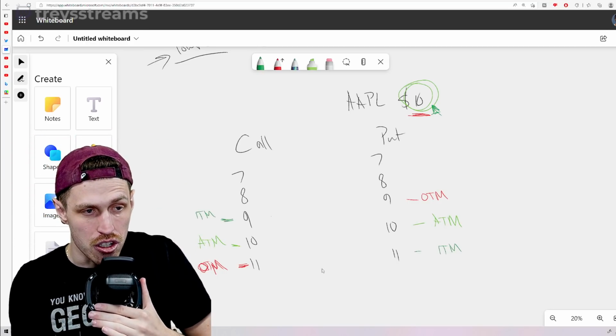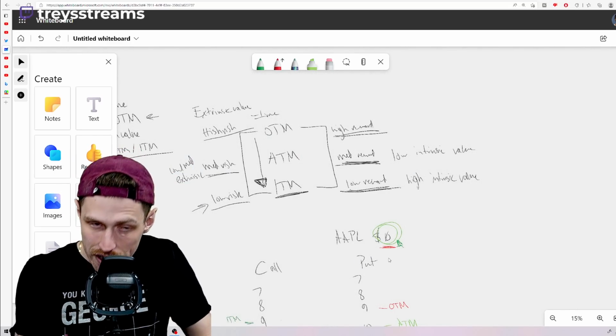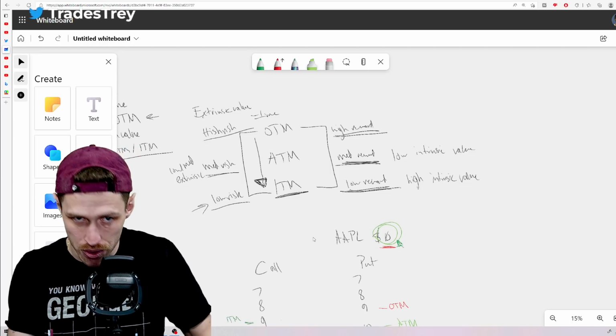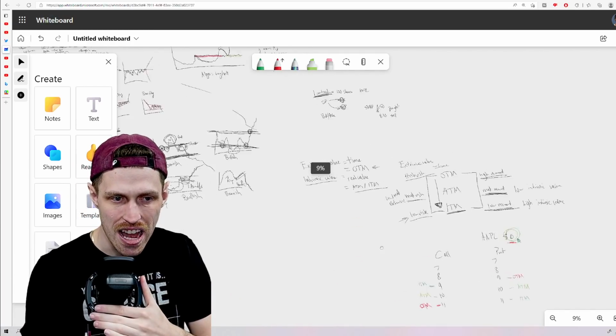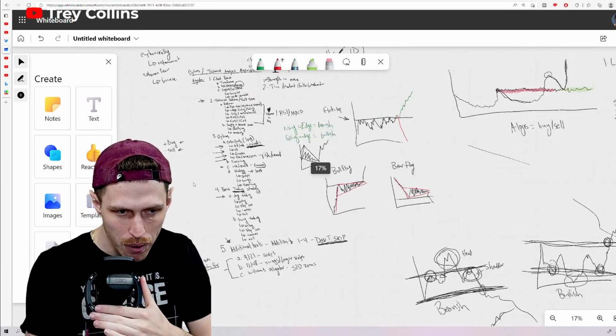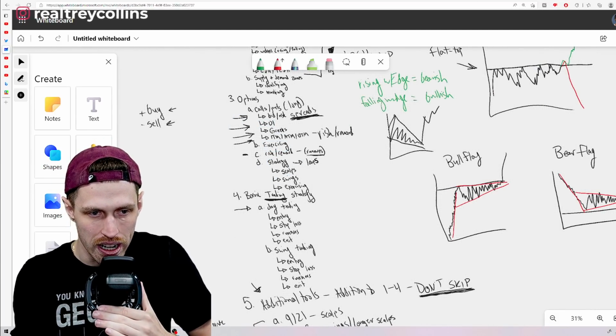So now we understand what these mean, what they're applicable for, the risk reward associated, what extrinsic value is, which is time, and what intrinsic value is, which is the actual value of the contract. We want to dive into now probably the most important part, which is exercising, risk reward, and a strategy.